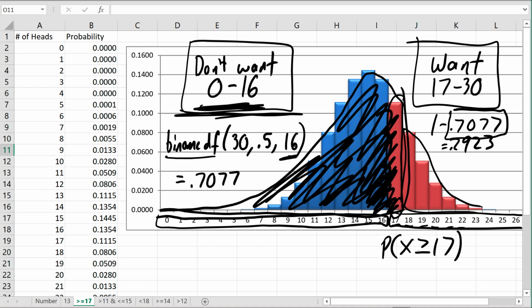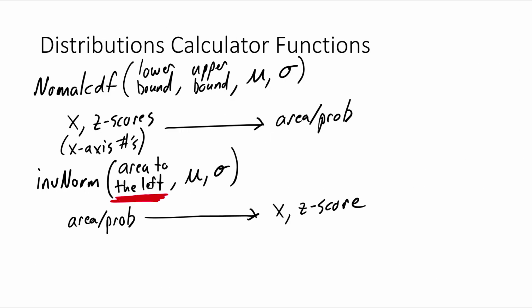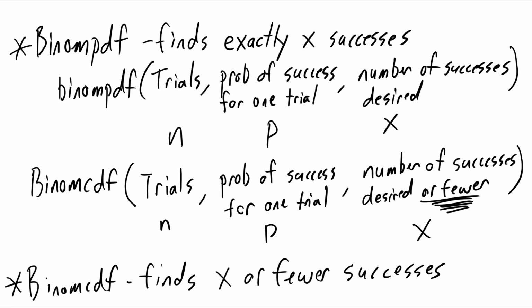All right, so that's the binomial distribution. We have our two functions: BinomialPDF, which finds exactly x successes, and then BinomialCDF, which finds x or fewer successes.